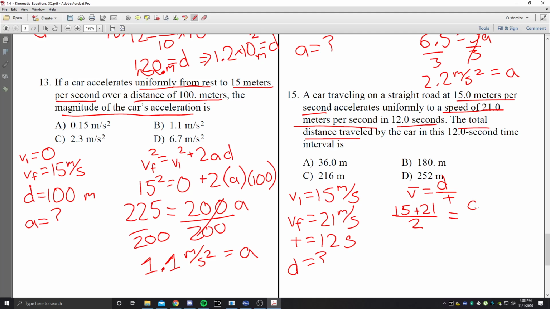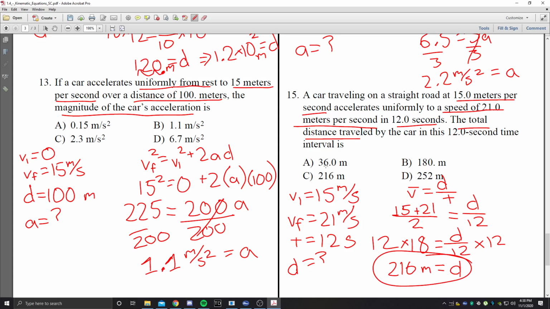V bar is equal to D over T, 12. So 15 plus 21, 36 divided by 2 is going to give you 18. D over 12, times 12 on both sides. And you get 216 meters is equal to D. And that's your answer. Okay, cool.